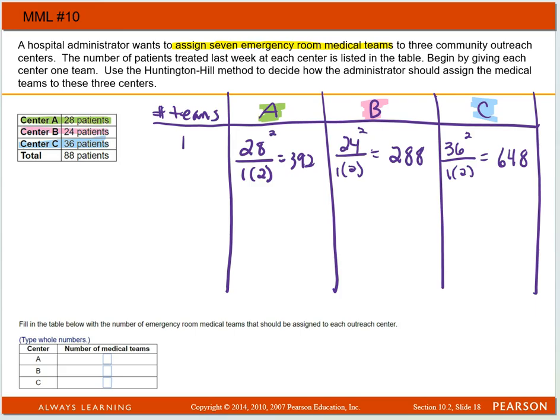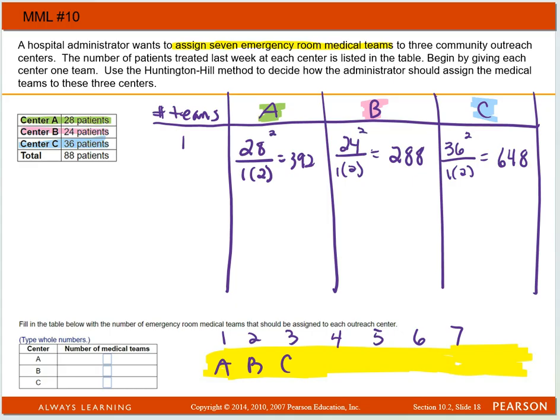Down at the bottom it says to fill in the table below with the number of emergency room medical teams that should be assigned to each outreach center. So I need to keep track. We're doing 7 emergency room teams, and they already said that each center already gets 1. So we're looking at 1, 2, and 3, which I'll call A, B, and C. And then we have to figure out the 4th, the 5th, the 6th, and the 7th.